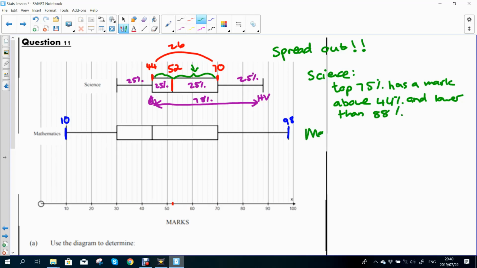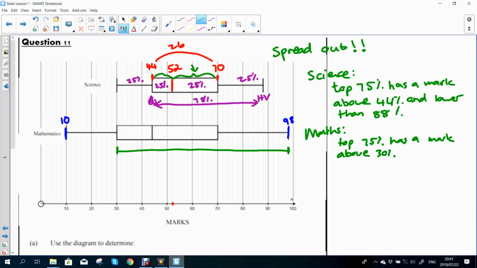For maths, the top 75%, now look here, this is the top 75% for maths. The top 75% for maths has a mark above 30 and lower than 98.